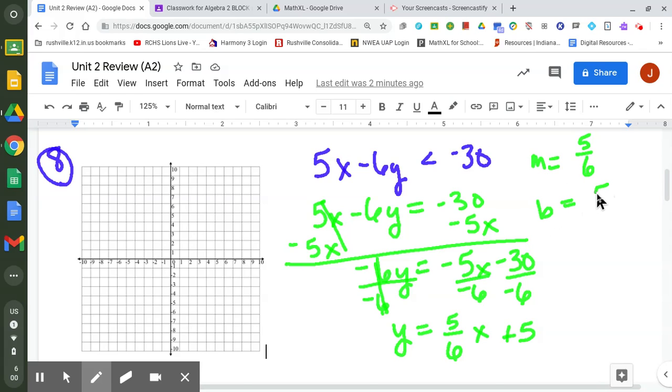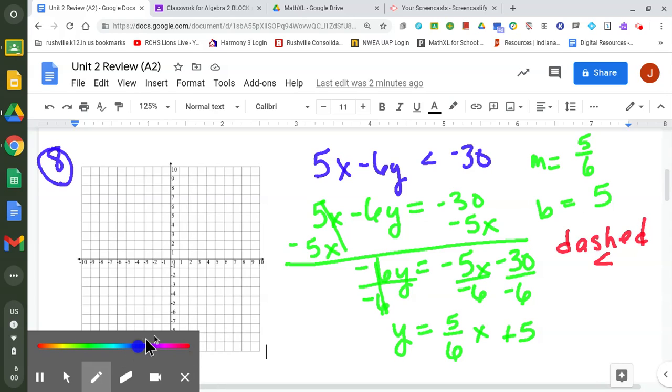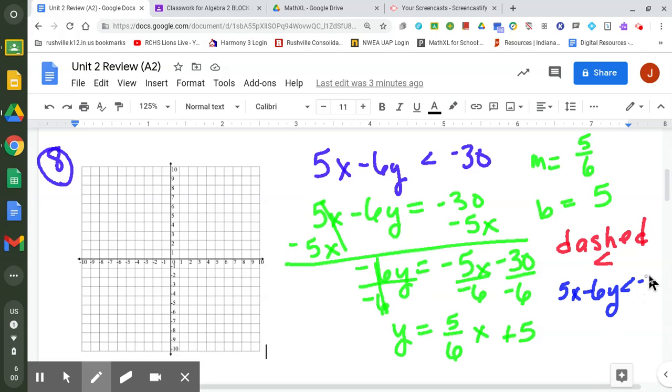Our y-intercept is 5. Now we have to decide if we are going to be graphing with a dotted line or a solid line. Well, ours is going to be dashed or dotted because our symbol was a less than. It would be a solid line if I had the equal to underneath it. And then to decide which side of the line to shade on, we go back to the original inequality, which was 5x minus 6y is less than negative 30.